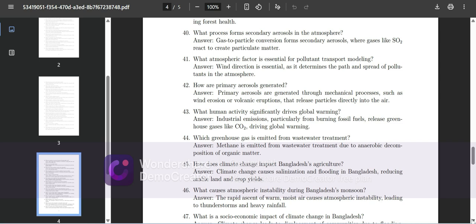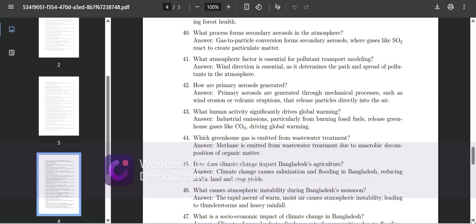Which greenhouse gas is emitted from wastewater treatment? Methane is emitted from wastewater treatment due to anaerobic decomposition of organic matter. How does climate change impact Bangladesh agriculture? Climate change causes salinization and flooding in Bangladesh, reducing arable land and crop yields.